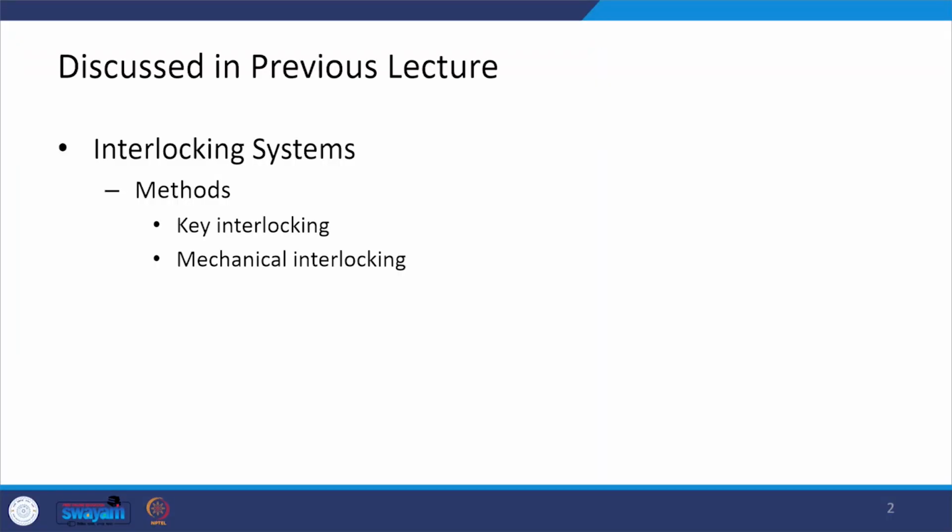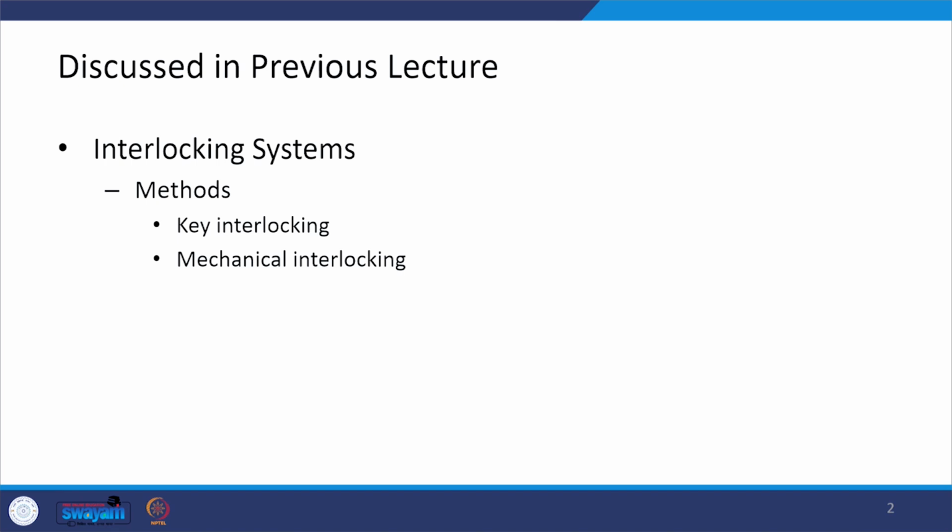Dear students and participants on the course on railway engineering, today we are going to continue our discussion on the interlocking systems. In the previous lecture, we talked about two main systems which have been in use. One is the key interlocking system, another is the mechanical interlocking system.